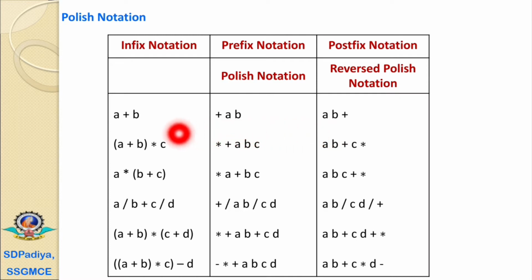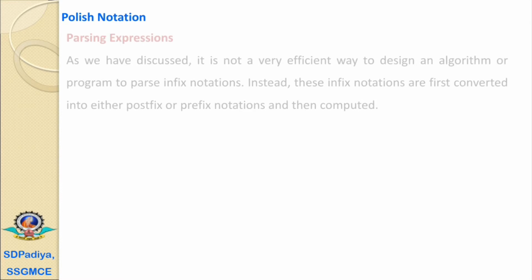We'll check one or two. In A+B, the plus is in between the operands, that's why we call it infix. In +AB, the operator is before the operands, that's why we call it prefix. And AB+, the operator is after the operands, that's why we call it postfix. Now you can check all the remaining examples by pausing the video. We'll continue with the next.